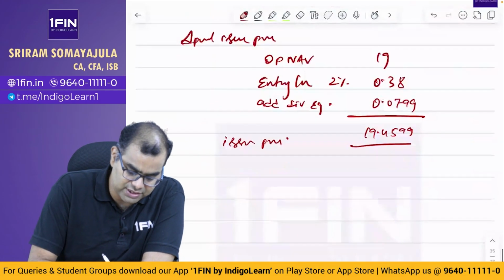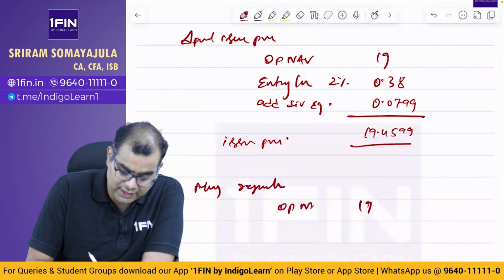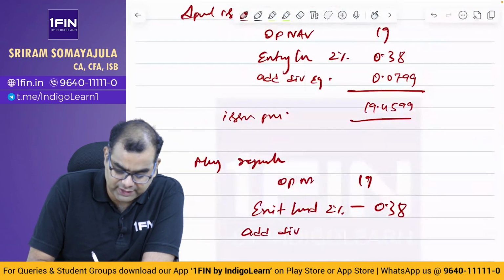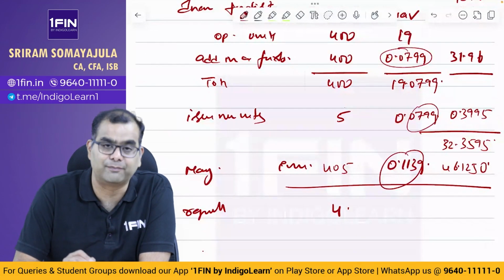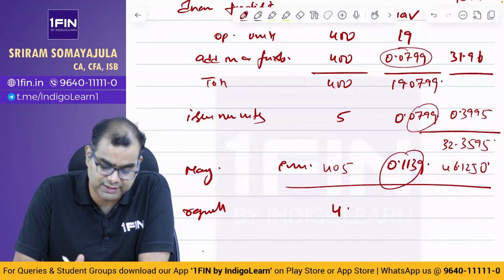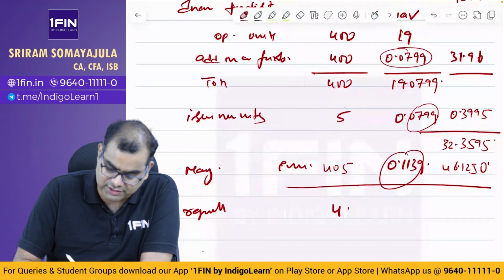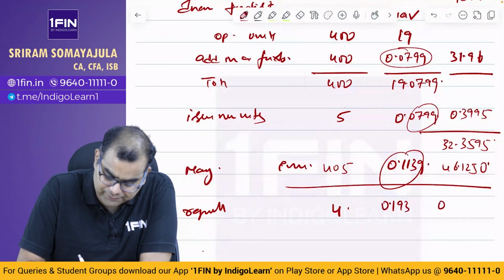Now May repurchase. Opening NAV 19. Exit load. Please note exit load is subtracted. So minus 0.38. Add dividend equalization. You have to pay them dividend equalization. What is this dividend equalization value? This is this income plus this income. So what is the total value here? Whatever is the dividend that is earned over these two periods, you have to consider that. So 0.0799 plus 0.1139. This is what you have to consider. So if you add these two, in fact, you get 0.1938.